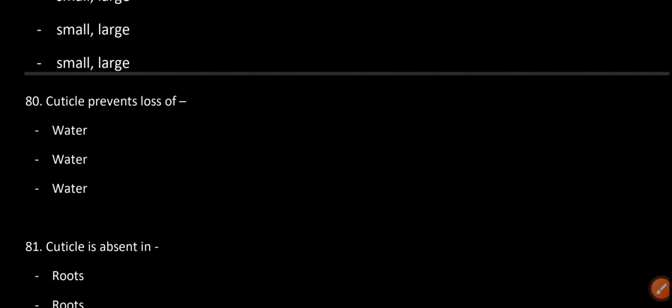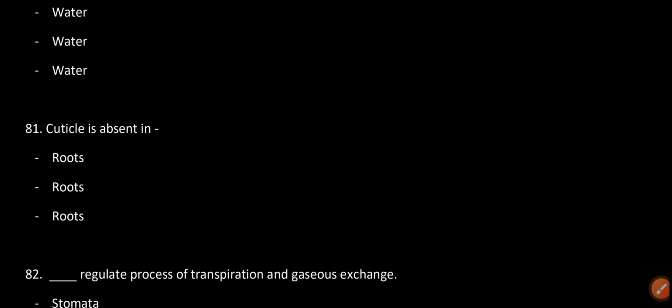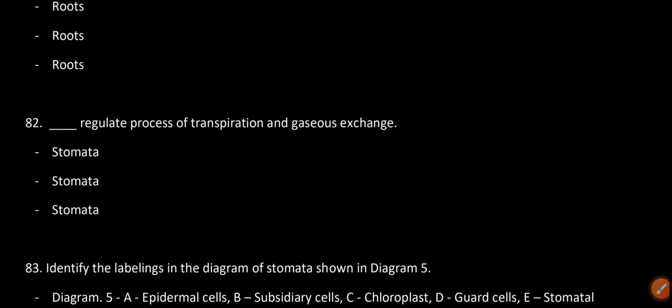Cuticle prevents loss of water. Cuticle is absent in roots. Stomata regulate the process of transpiration and gaseous exchange.